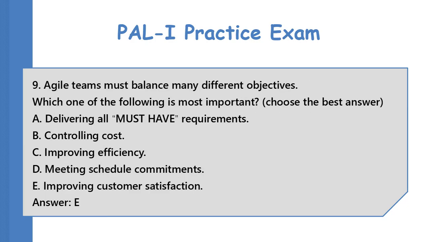9. Agile teams must balance many different objectives. Which one of the following is most important? Choose the best answer. A. Delivering all must-have requirements. B. Controlling cost. C. Improving efficiency. D. Meeting schedule commitments. E. Improving customer satisfaction.